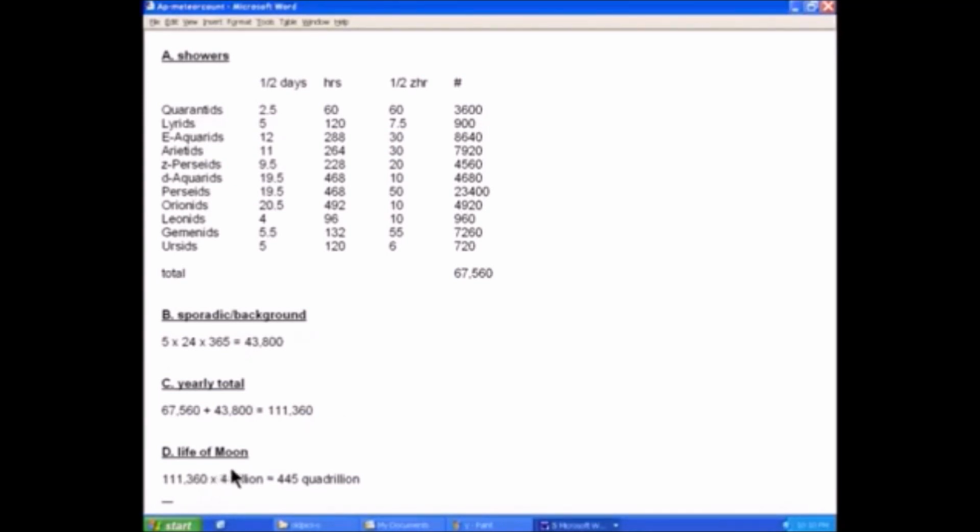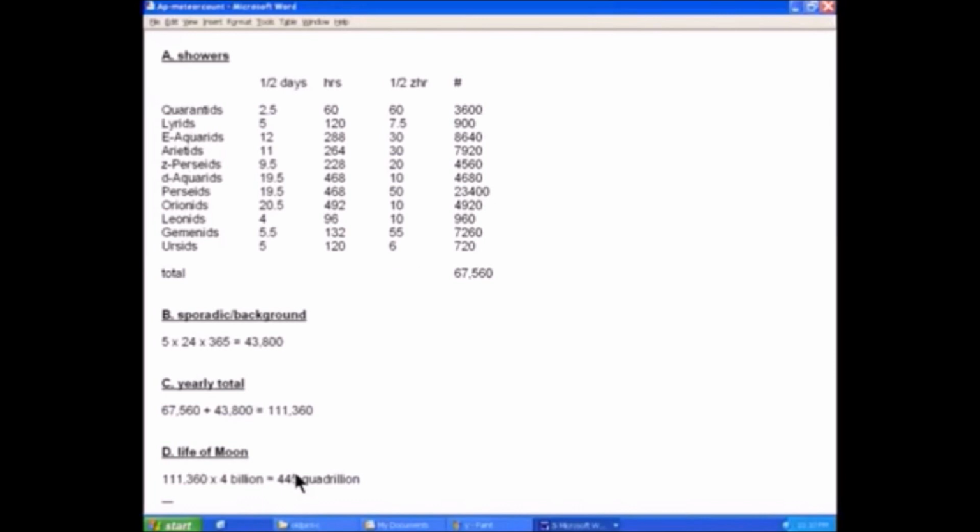Now, the life of the moon is over 4 billion years, and I'll explain that a little better in a second. But what we're seeking to find is the number of meteorite strikes that the moon has suffered. Now, the moon and the Earth obviously orbit the sun together, so we can get a good idea of that number from the meteor strikes that we observe on Earth. Okay, going now to the moon.